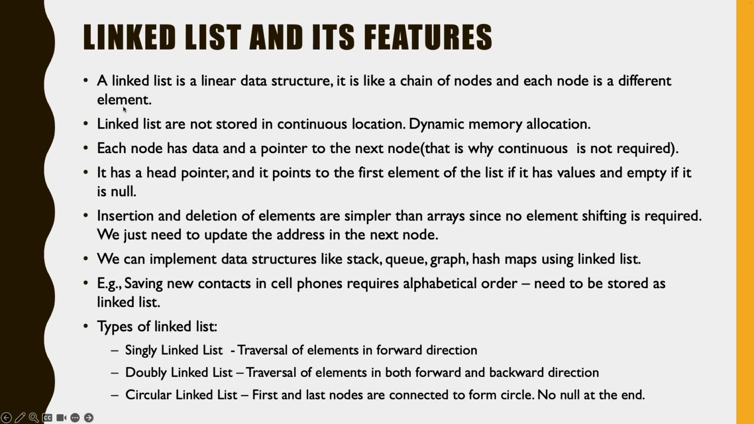Next is a very common interview question. What is a linked list and what are its features? A linked list is a linear data structure. It is a chain of nodes and each node is a different element. Linked lists are not stored in contiguous locations, unlike arrays. It is a dynamic memory allocation and each node in the linked list has data and a pointer to the next node. That is why contiguous memory is not required.